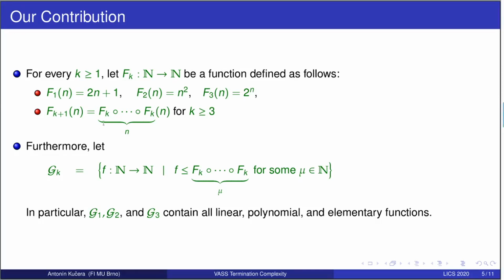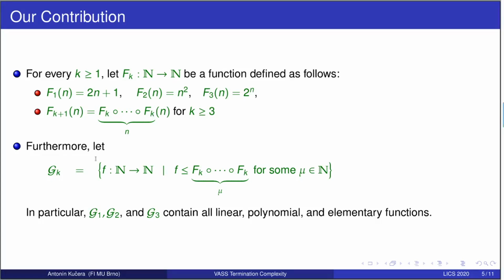So we start by fixing the following hierarchy of fast-growing functions. It is almost the standard hierarchy, only that the first items are defined in the way which better suits our purposes. So this f1 is a linear function, f2 is a quadratic function, f3 is a single exponential function, and the next functions in this hierarchy are defined according to the following standard recipe. So f_{k+1} of n is defined by composing the previous function f_k n times and applying the composition to the n.